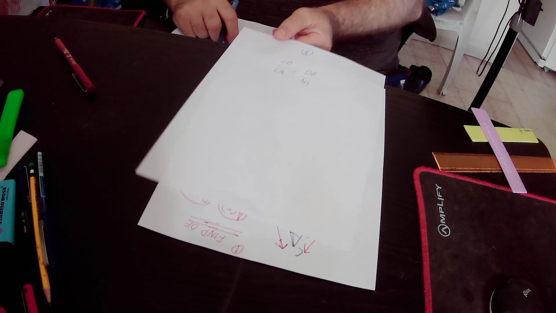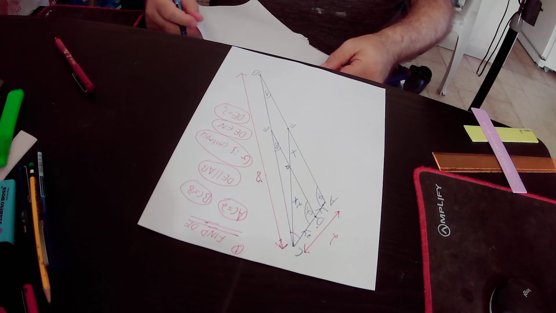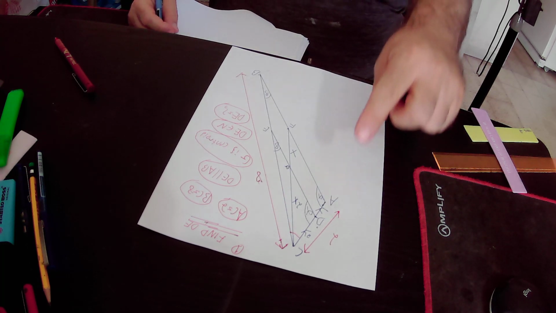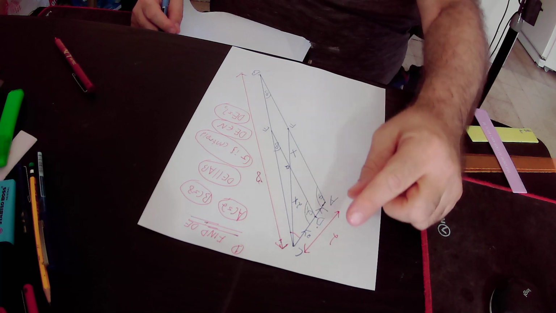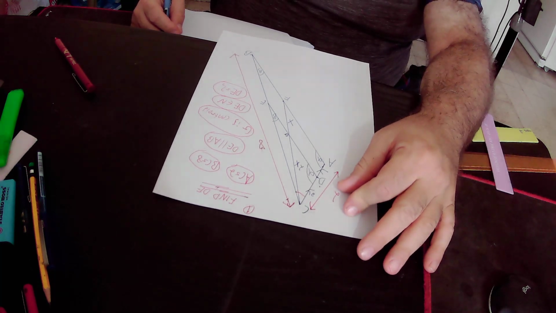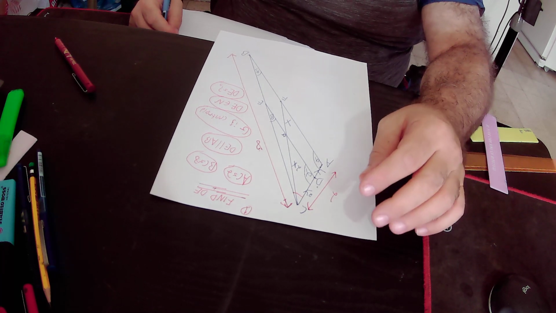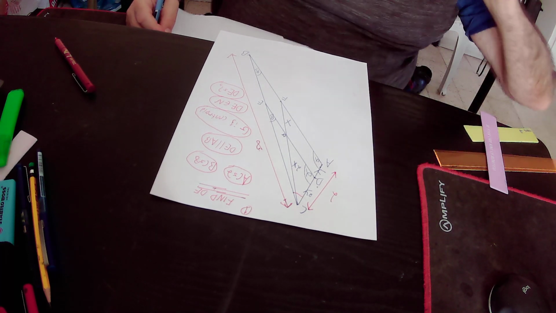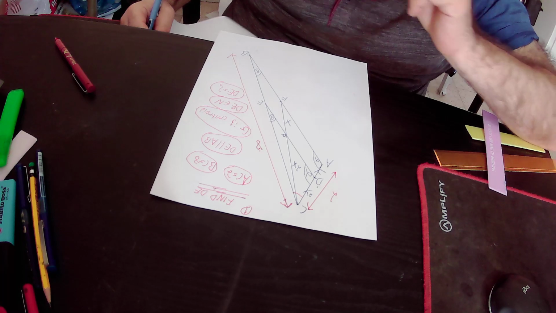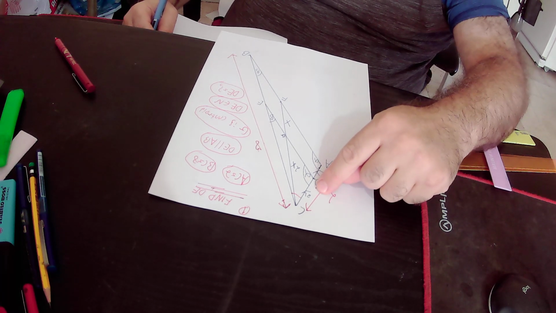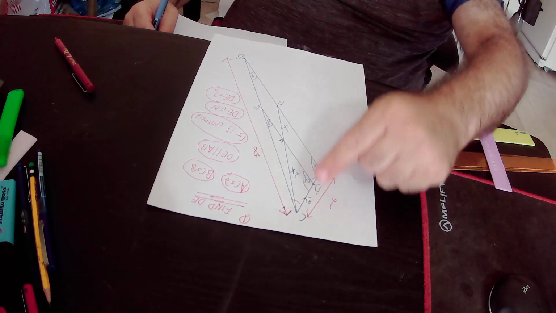Okay? But what is the value of CD? The value of CD is actually 2y. The value of CD is 2y.